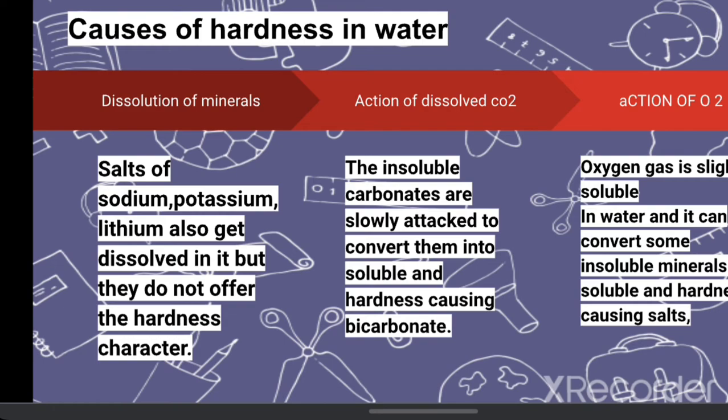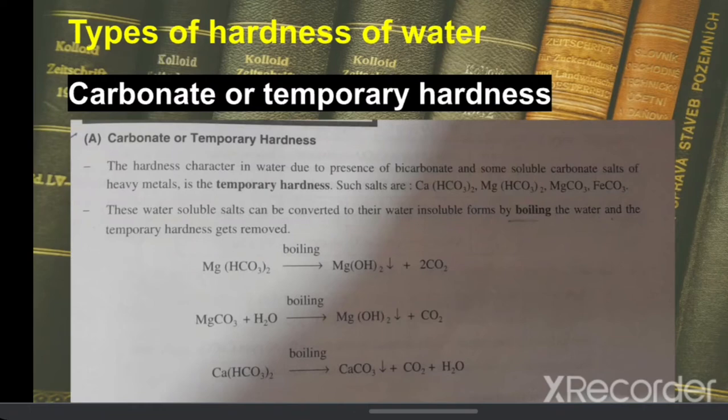Third are the types of hardness of water. There are two types: first, carbonate or temporary hardness; second, permanent or non-carbonate hardness. Carbonate or temporary hardness is the hardness in water due to the presence of bicarbonate and some soluble carbonate salts of heavy metals, such as Ca(HCO3)2, Mg(HCO3)2, MgCO3, FeCO3. These water soluble salts can be converted to their water insoluble form by boiling the water, and the temporary hardness gets removed. Mg(HCO3)2 on boiling gives Mg(OH)2 plus 2CO2.